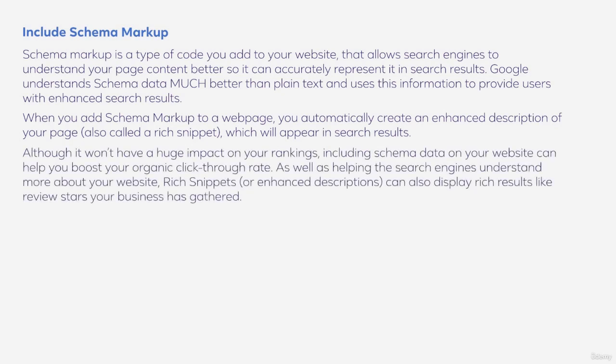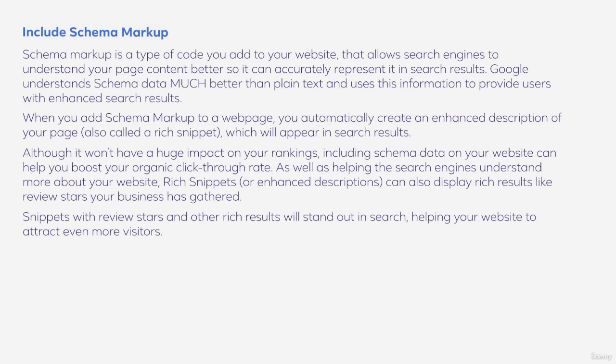Although it won't have a huge impact on your rankings, including schema data on your website can also help boost your organic click-through rate. As well as helping the search engines understand more about your website, rich snippets, or enhanced descriptions, can also display rich results like review stars your business has gathered. Snippets with review stars or other rich results will stand out in search, helping your website to attract even more visitors.